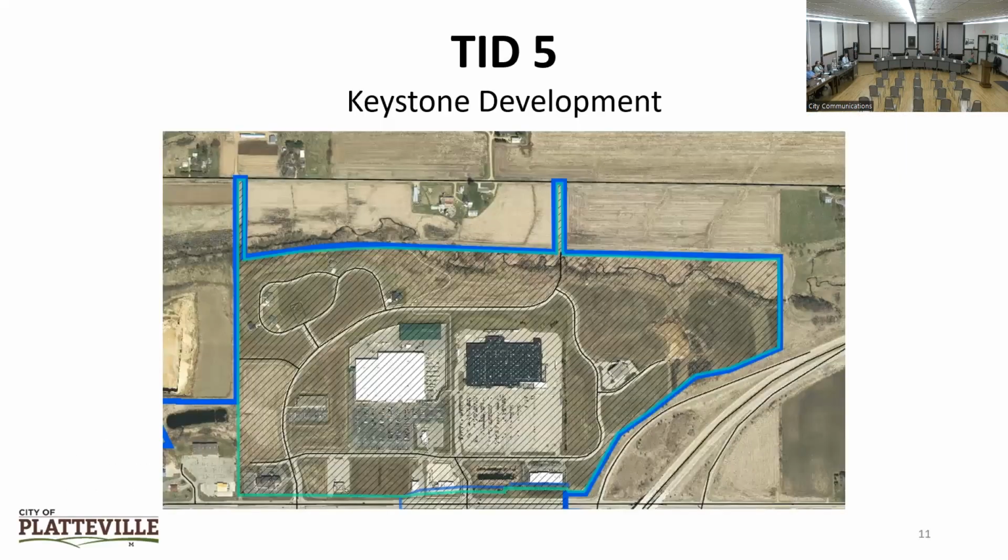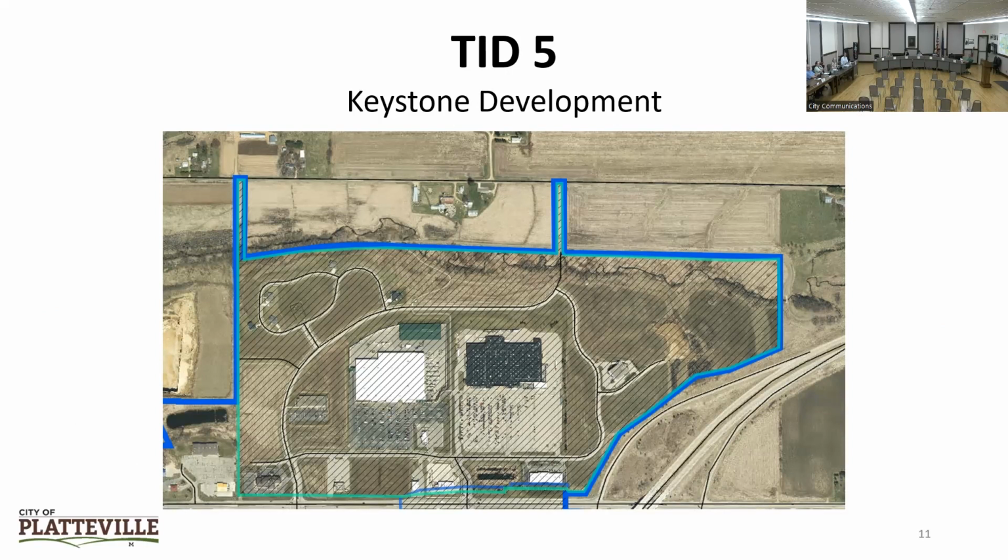Okay, so TIF 5 is the first one we're going to talk about. And you have a little map there of TIF 5. You can see Menards and Walmart portrayed as an overhead photograph. And the boundary here is in the green color, and you can see that it is adjacent to the city boundary as well, which is blue.